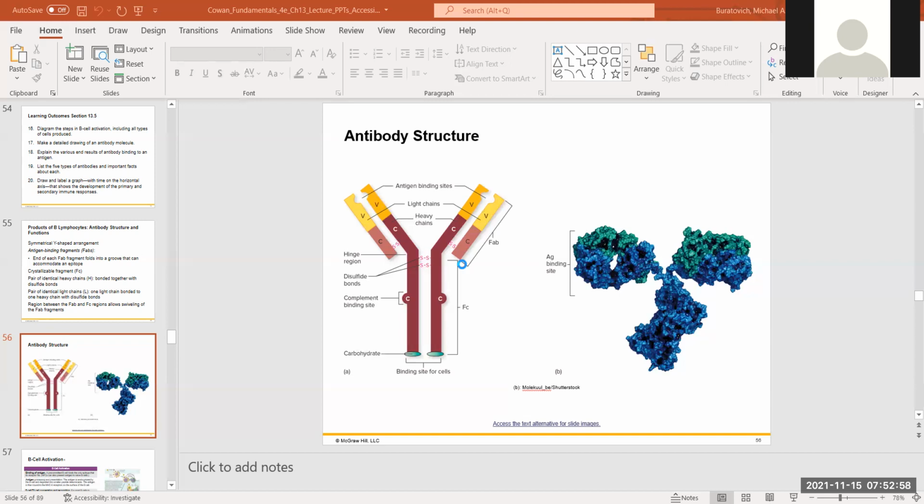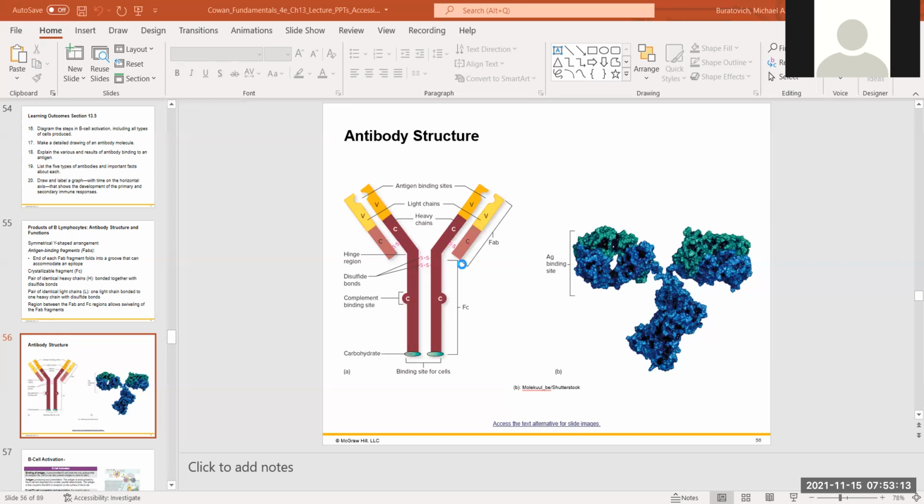However, the Fab part that binds the antigen, that's the one that's made from the V cassettes with the D cassettes and the J cassettes and all that. That's essentially why that varies so much.